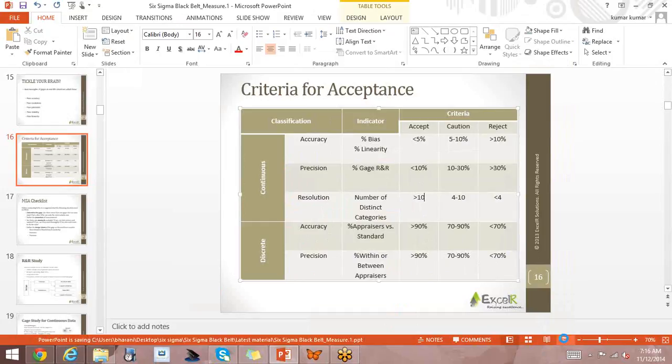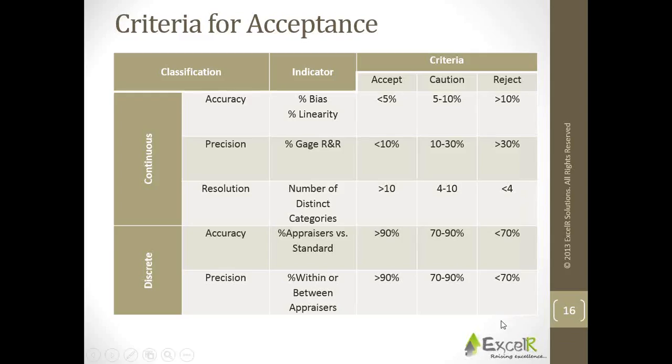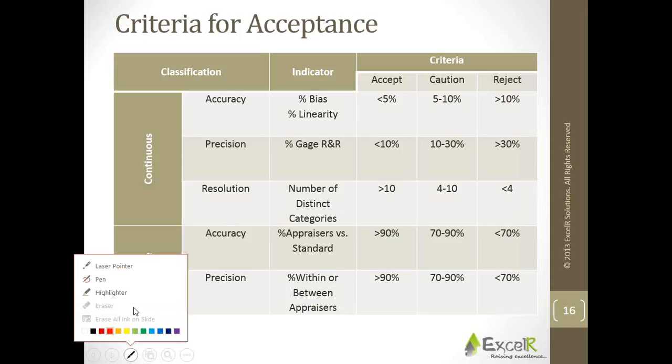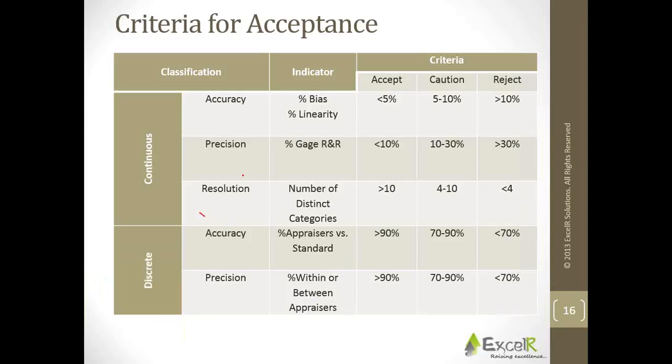And if it is 10 to 30% in between, you cautiously accept it. If it is greater than 30%, you reject it. Then when it comes to the resolution, these are all various metrics. These things will become clear once we do the exercise. Number of distinct categories. If they are greater than 10, you accept the measurement system. 4 to 10, you cautiously accept, and less than 4, you reject it.